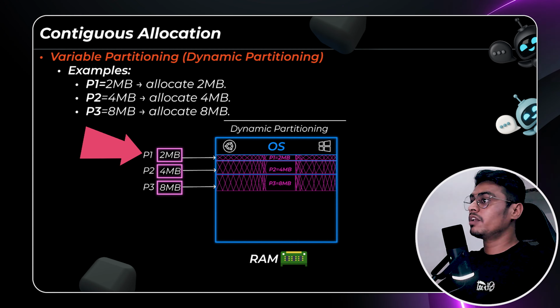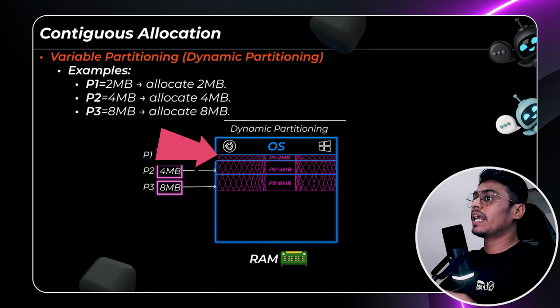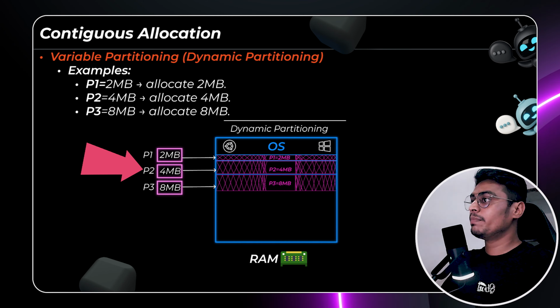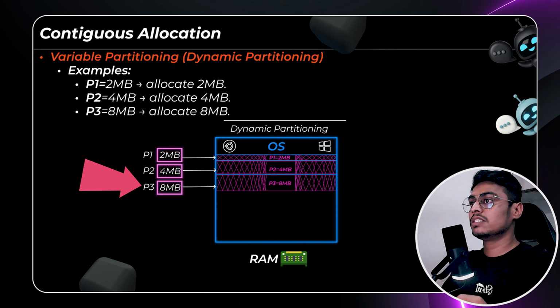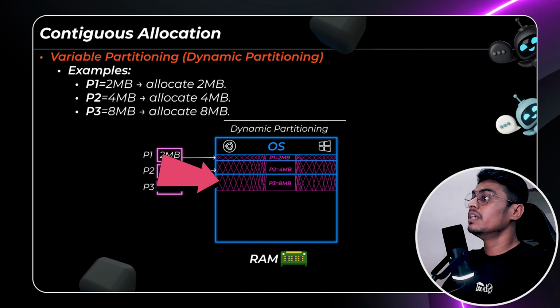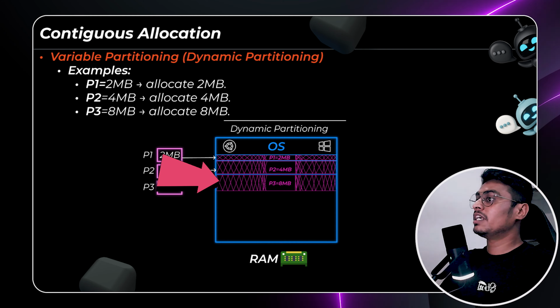When process P1 of size 2 MB arrives, we allocate exactly 2 MB, no wastage occurs. Process P2 of size 4 MB gets exactly 4 MB allocation. Now process P3 of size 8 MB gets exactly 8 MB. This eliminates internal fragmentation completely.